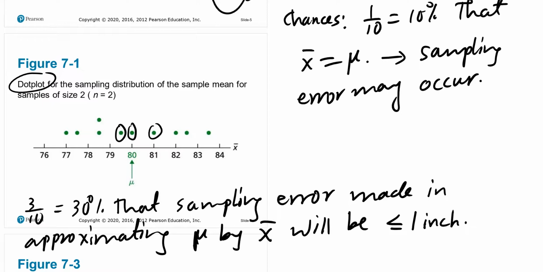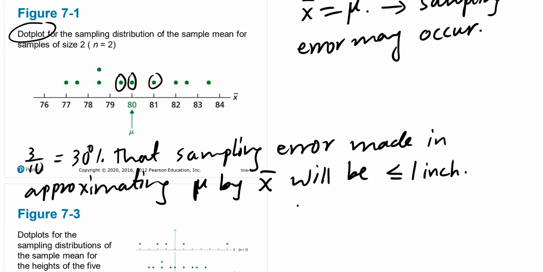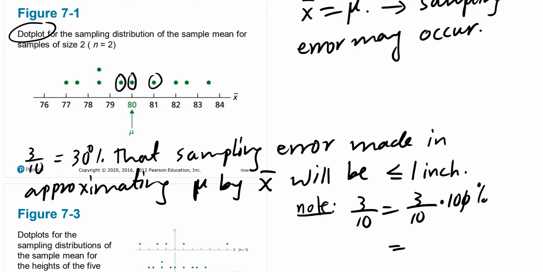If you want to go 2 inches, you can count how many points, divided by 10. 3 inches, number of points divided by 10. And then you multiply by 100. So if you have 3 over 10 and you want to convert to percent, all you have to do is multiply by 100 and put the percent sign. So this 0 cancels. You get 3 times 10%, which is 30%. That's where that came from.